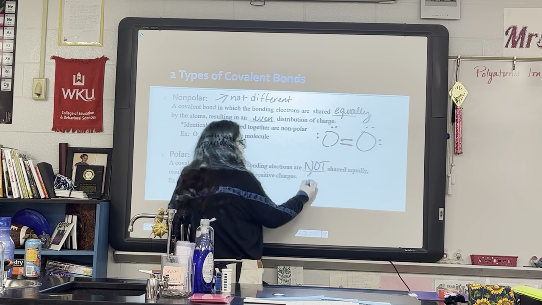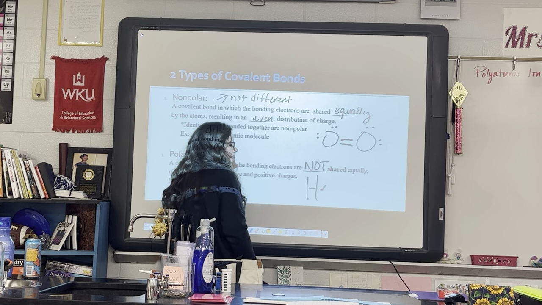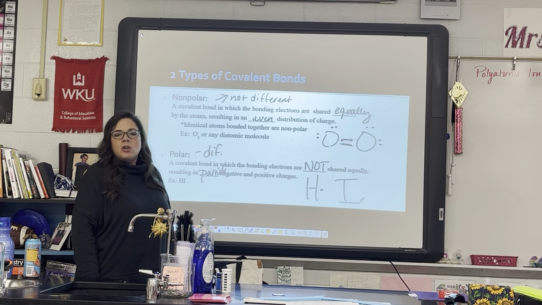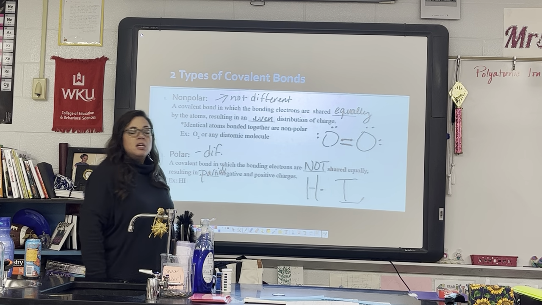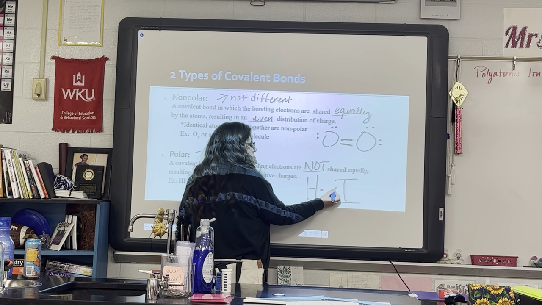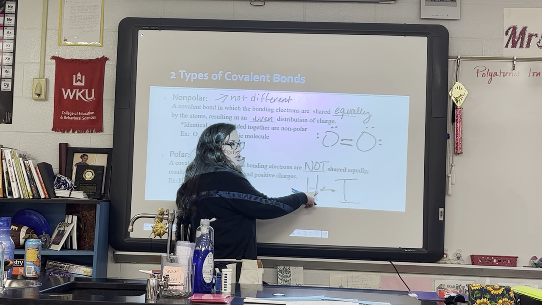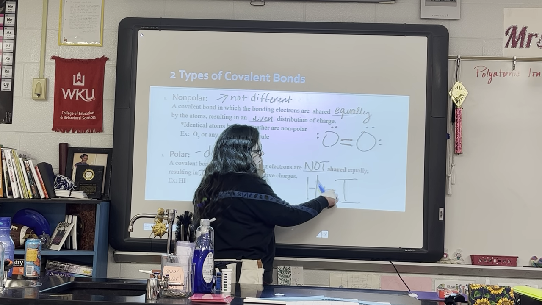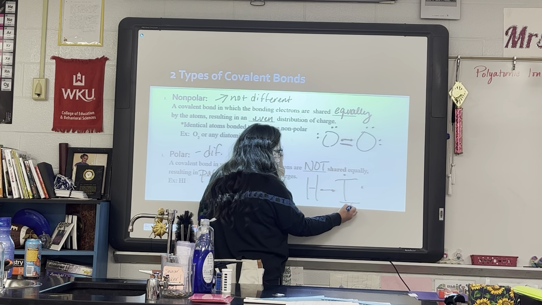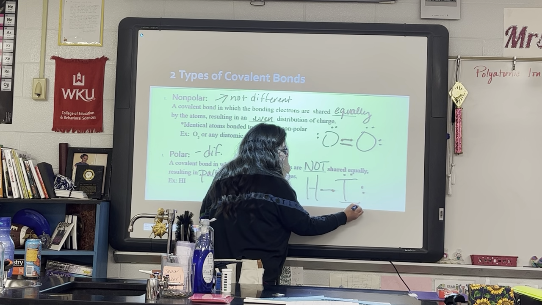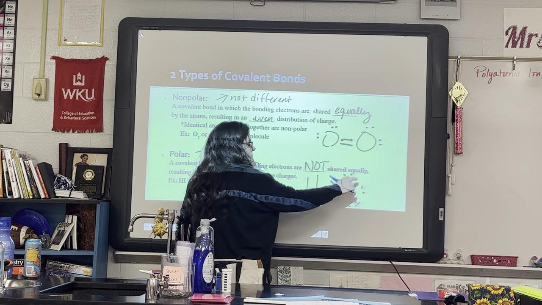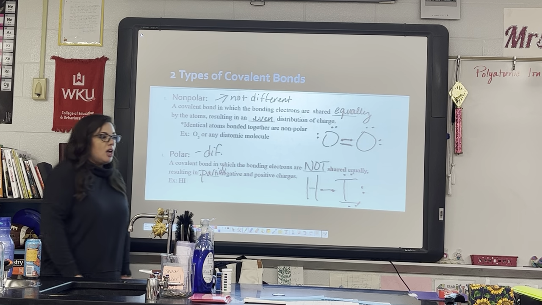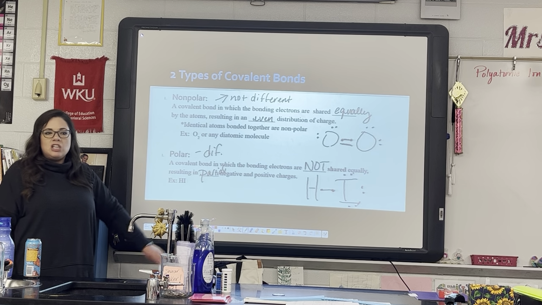So now I have hydrogen with its one valence electron bonding to iodine. It's in group 17. So how many does it have? Seven. So I'm going to put one in the bond with hydrogen. So it has its two. It's good. And then iodine still has 7. 1, 2, 3, 4, 5, 6, 7. So now iodine has 2, 4, 6, 8. So it's reached the octet rule. So there's my structure for HI.